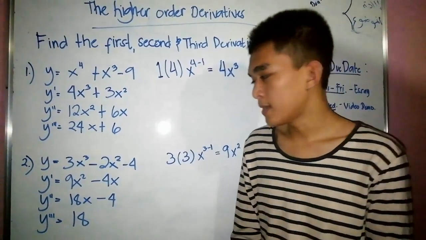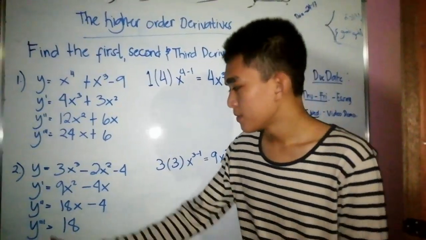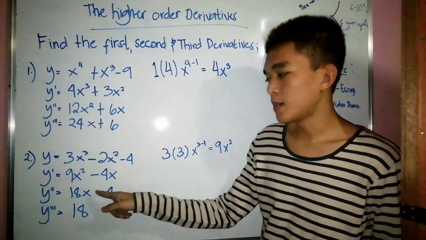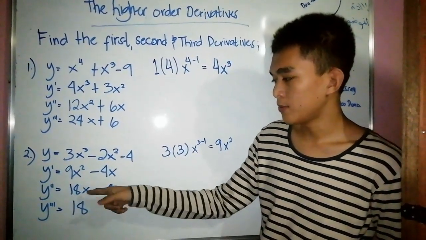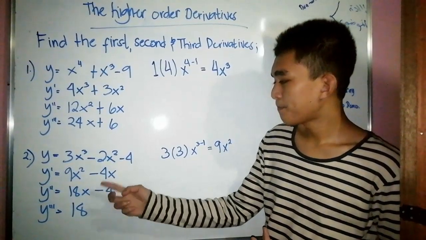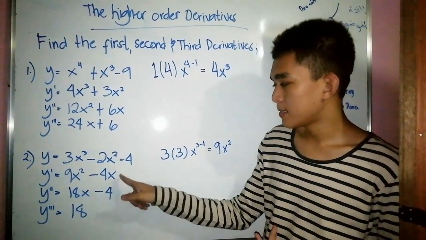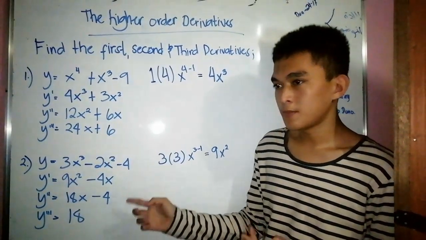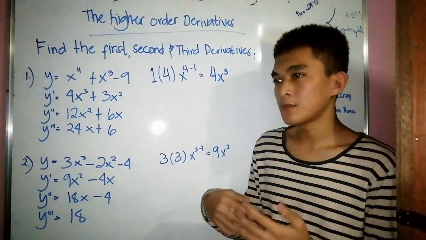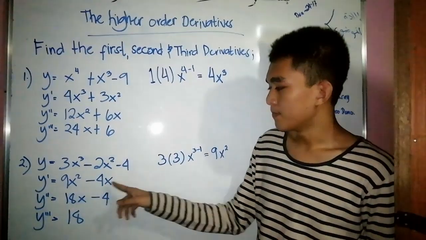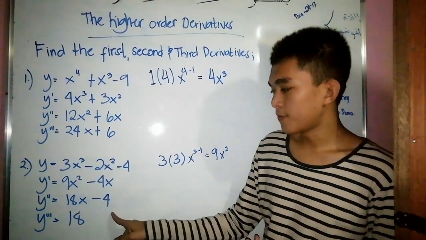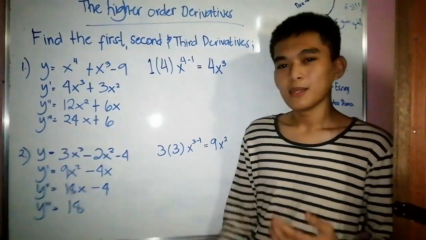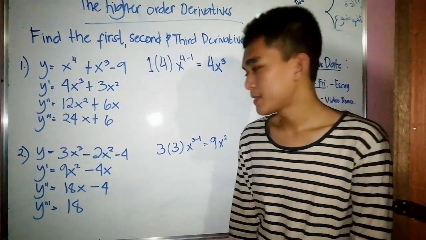Then to get the second derivative, it's the same process. So 9 times 2 is equal to 18. Then x squared minus 1 is equal to x. Therefore, we will get 18x. Then the 4x, since it only has one exponent, we're going to multiply 1 by 4 and subtract 1 from the exponent. So 1 times 4 is equal to 4, and the exponent 1 minus 1 is equal to 0. Therefore, the variable is now dropped.